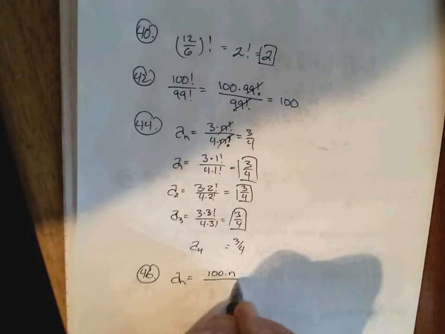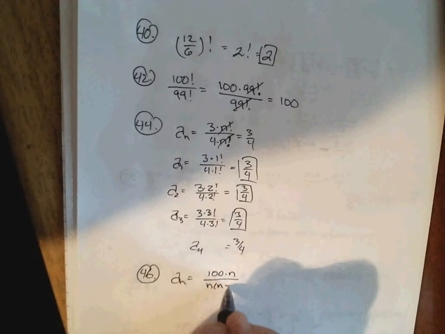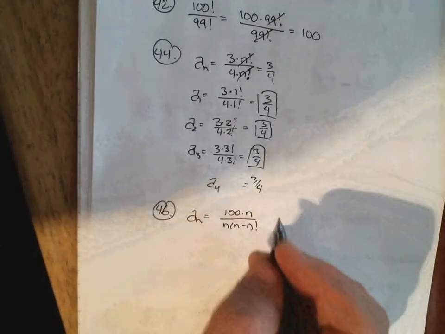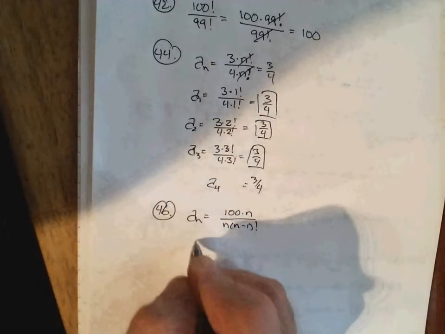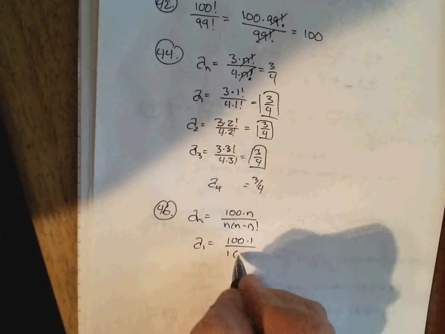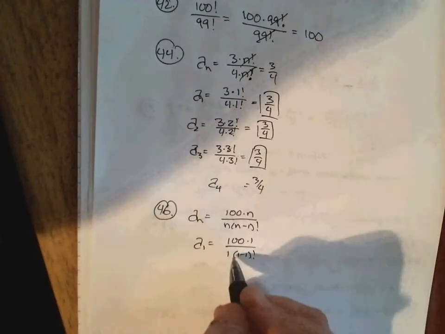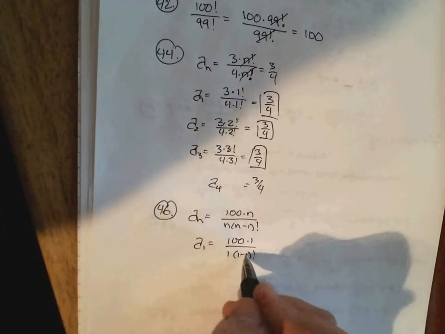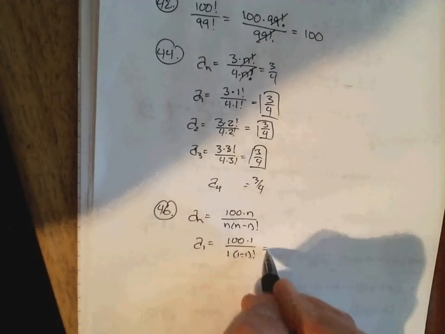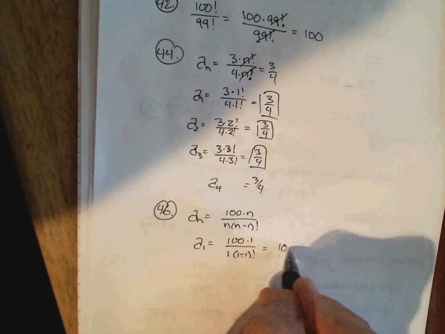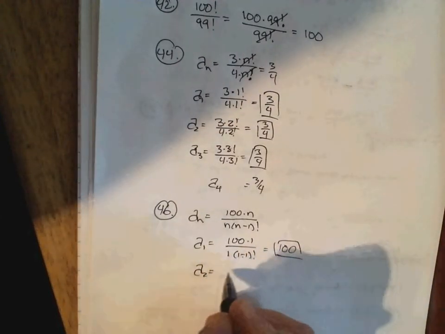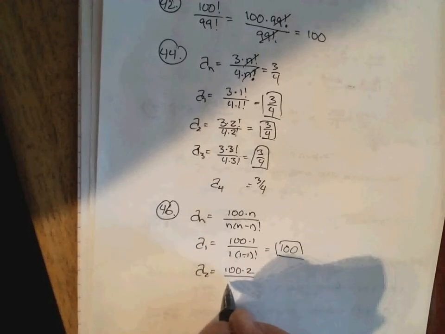46. A sub n is 100 times n over n times n minus 1 factorial. So again, write the first 4 terms of this. A sub 1, 100 times 1 over 1 times 1 minus 1 factorial. That is 0 factorial there. Remember the definition. 0 factorial is 1. 1 times 1 is 1. So you get 100 over 1. There's your first term.